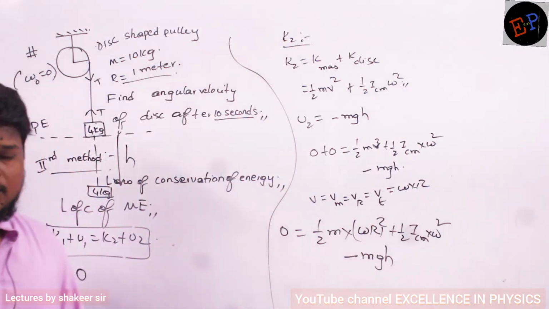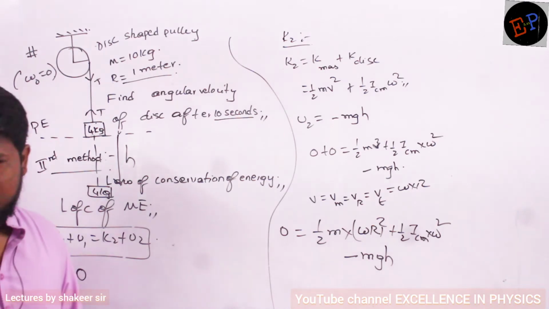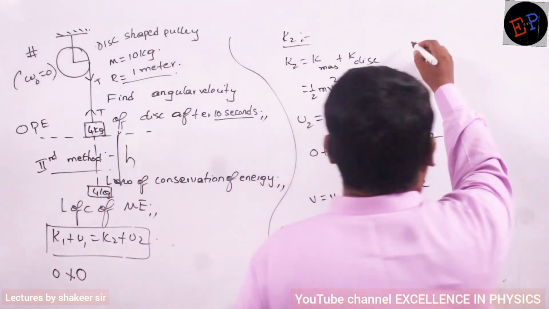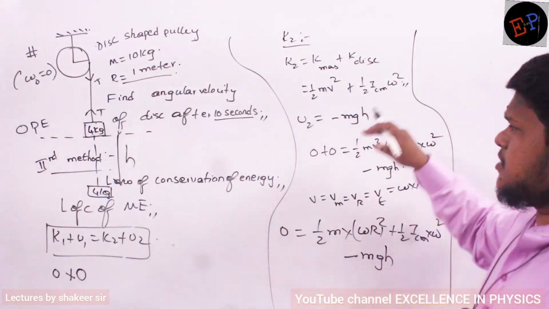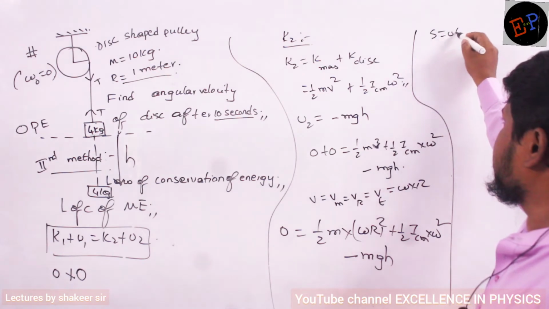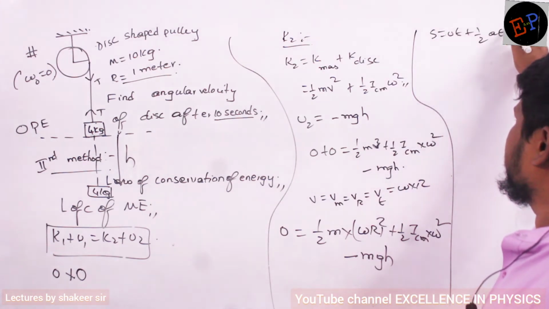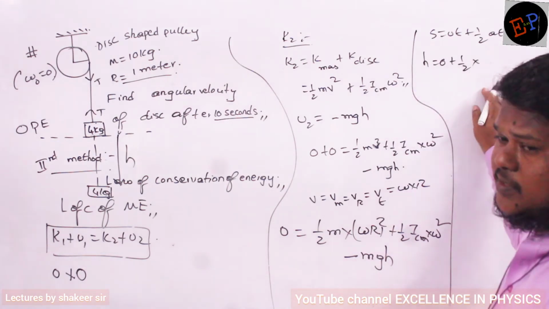The h value I don't know. What is the height reached by the body? Do I know that? I don't know. So first of all I have to calculate the h value. So how can I calculate the h value? Okay ma? So already in the previous condition I calculated acceleration, no? Are you able to understand ma? So can't I calculate using s is equal to ut plus half at square? Okay. So h is equal to 0 plus half. What is the acceleration in the previous condition ma?